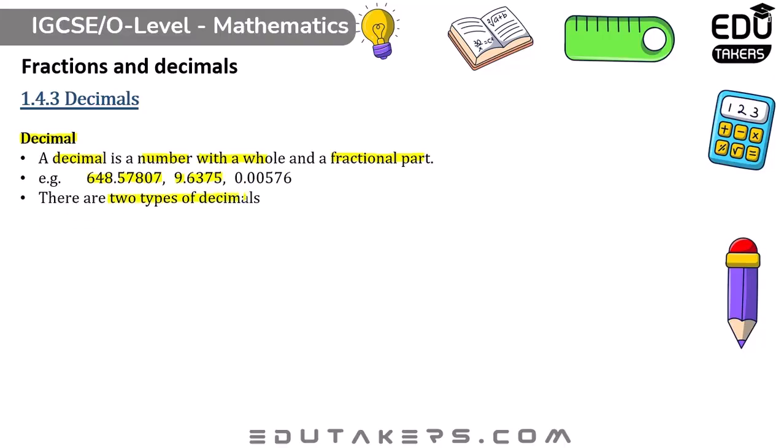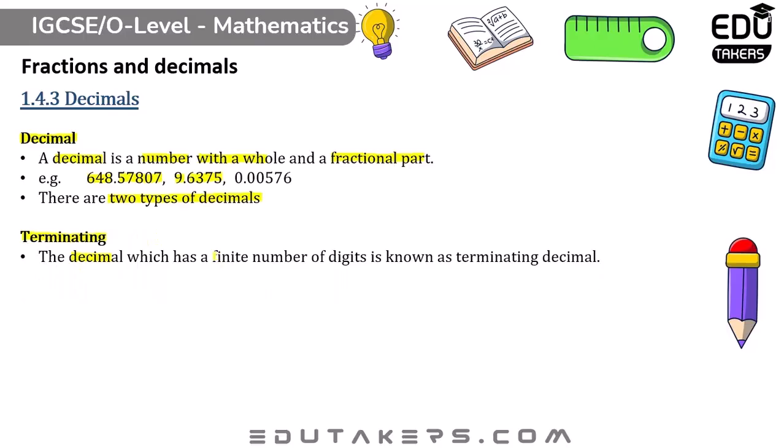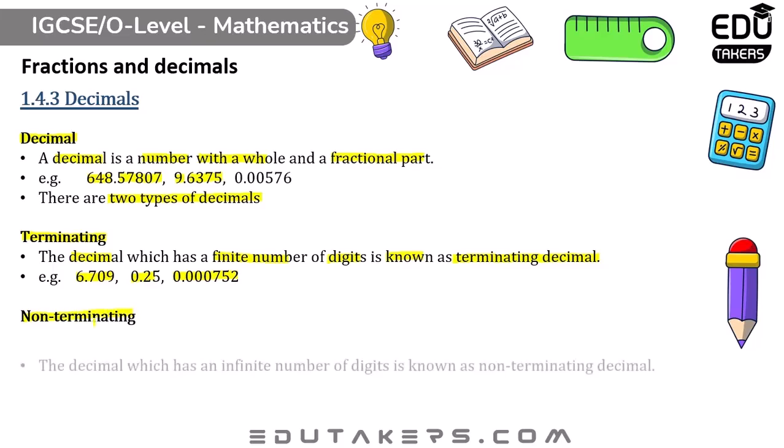There are two types of decimals. The first is terminating. The decimal which has a finite number of digits is known as a terminating decimal. For example, 6.709, 0.25, 0.000752.